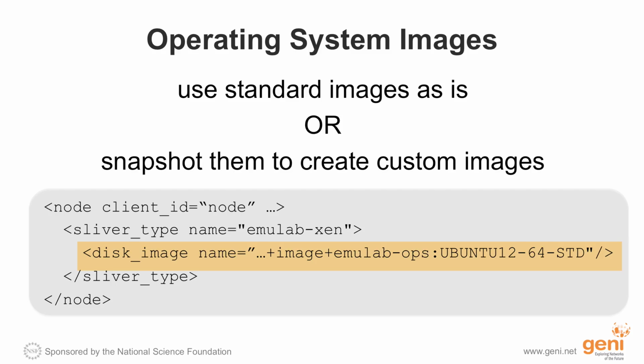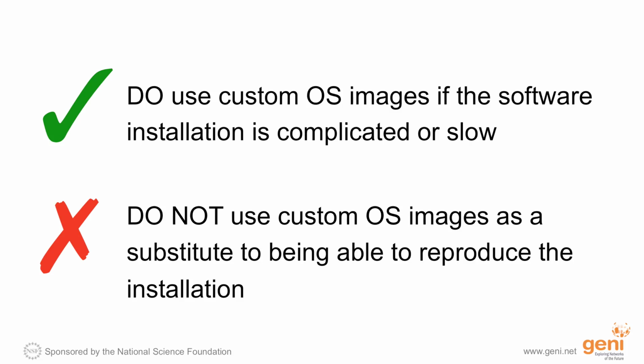There are a variety of existing operating system images you can use on GENI. If one of these is not appropriate for your experiment, you can create a custom image. Regardless of whether you use a standard or a custom image, the image is specified in the RSpec with a disk image tag, as shown here. Do use a custom OS image if the software installation you're using is complicated or slow, but do not use custom OS images as a substitute to being able to reproduce the software installation.